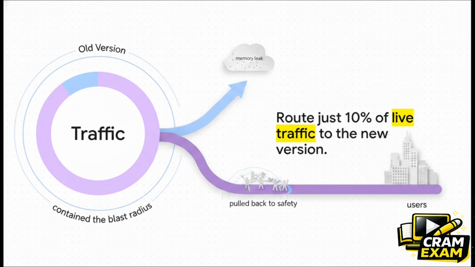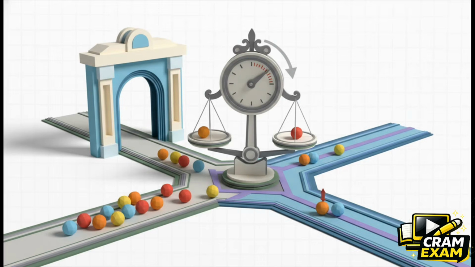Think about the power of that. If your new code has a hidden memory leak that didn't show up in testing, only 10% of your users experience a slight slowdown, and you can instantly pull them back to safety. You have completely contained the blast radius of that bug. So tying this back, the absolutely crucial point for the DVA-C02 exam is this.